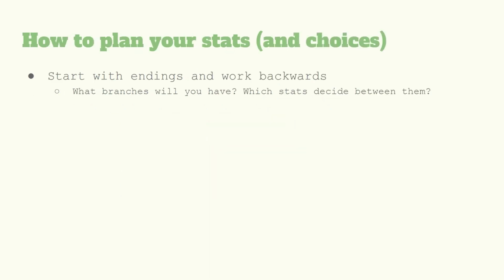Finally, let's talk a bit about how to plan your stats and subsequently your choices. I find it the easiest to start with the endings and work backwards. So how many endings will you have? How do they differ? Are some of the first questions you can ask. Will there be distinct branches leading up to them? Will there be branches at all?